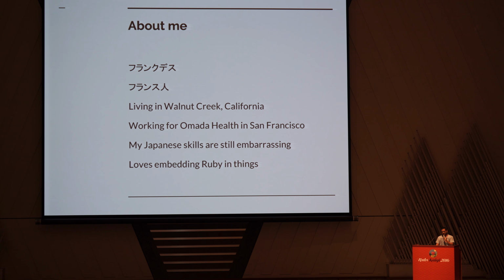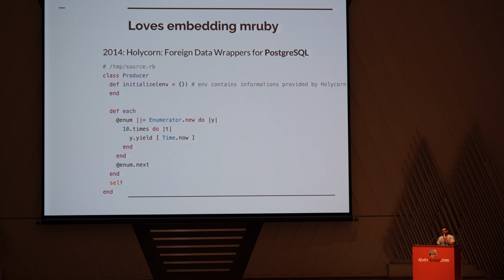And also, I have a passion. It's embedding Ruby in things. So it started in 2014 when I discovered that PostgreSQL had foreign data wrappers, which are a way of exposing a table in Postgres, but the data that is being used by that table is actually produced by a Ruby script. As an example, that's what I presented last year, and I've built a product called Holycorn, which is a way of accessing tables that are backed by Ruby.